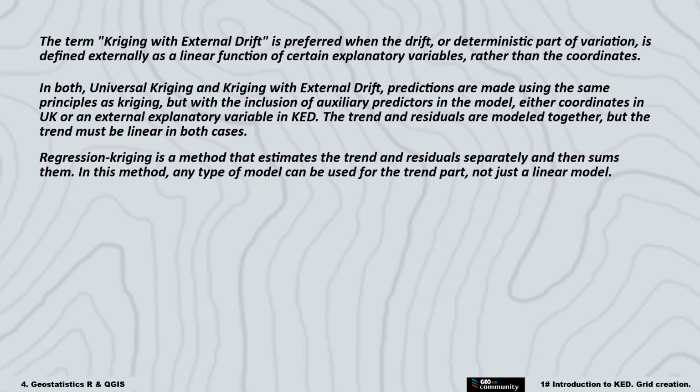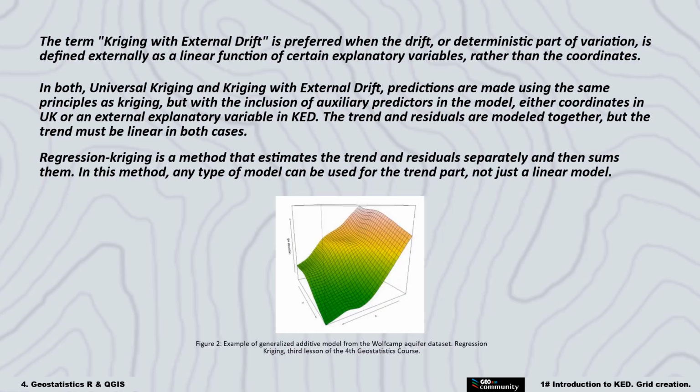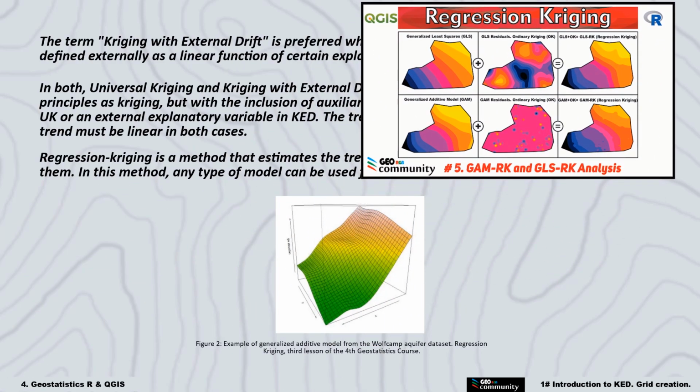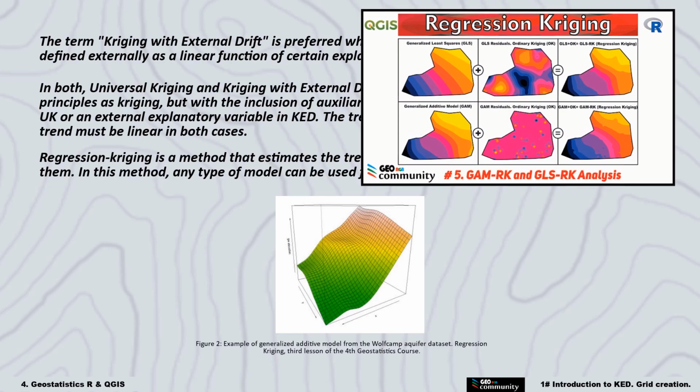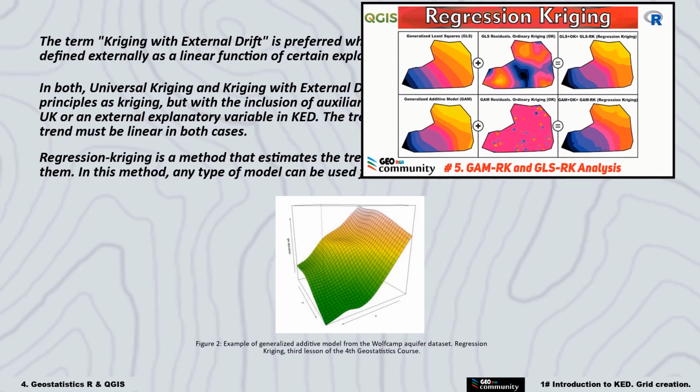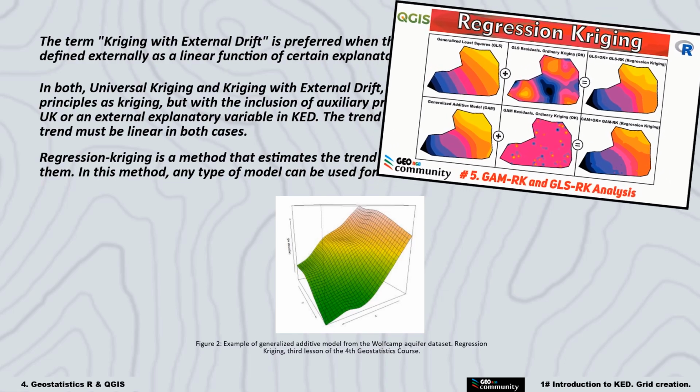And that's the main difference between universal kriging and kriging with external drift, and regression kriging: the model that we use to define the trend surface and how many steps we have to do in order to complete the kriging interpolation. Here we have an example, also based on the Wolfcamp Aquifer dataset, where we were using a generalized additive model to define the trend surface. And this example comes from the third lesson of the fourth Geostatistics course about regression kriging. I also recommend watching this video tutorial.